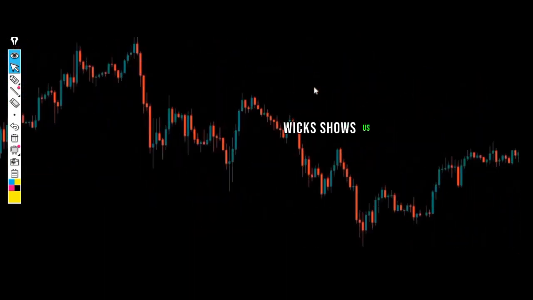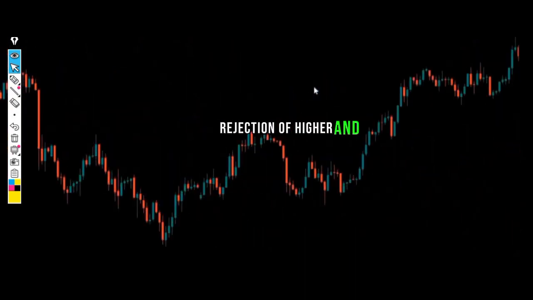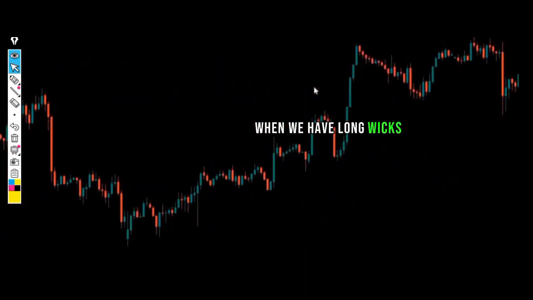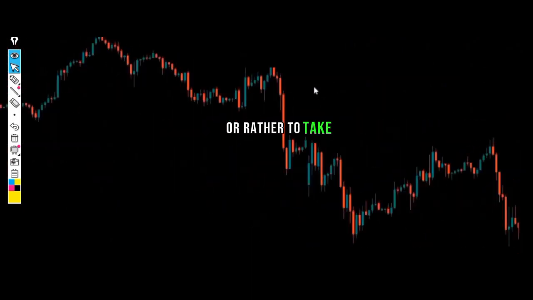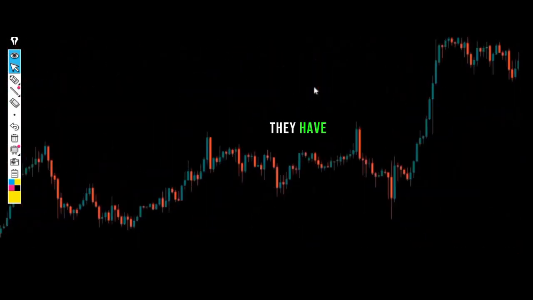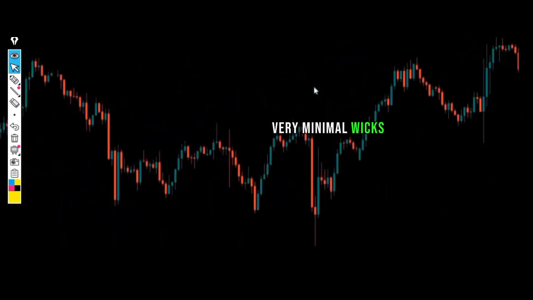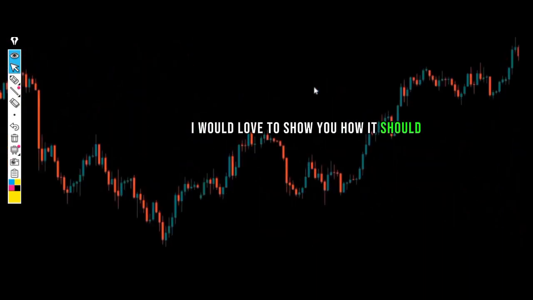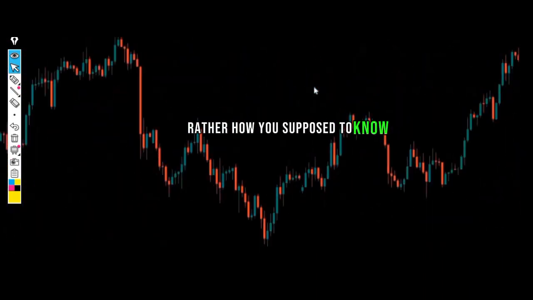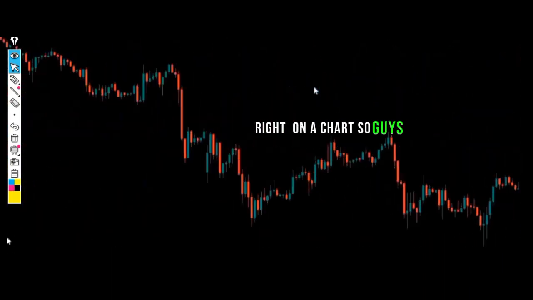Remember, wicks show a rejection of higher and lower prices. When we have long wicks, they show us who is trying to control the market, or rather to take over the market. In this case, they have very minimal wicks. And so guys, with an example, I would love to show you how it should appear, or rather how you're supposed to know displacement right on a chart. So guys, have a look at this.